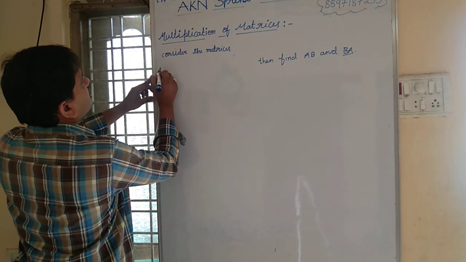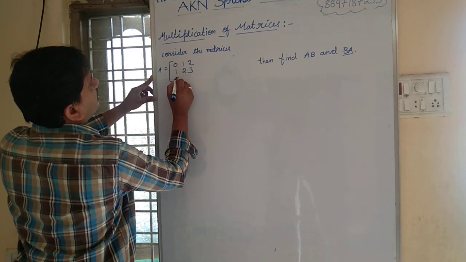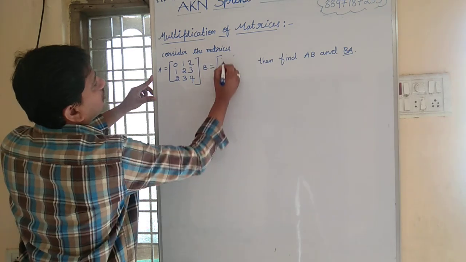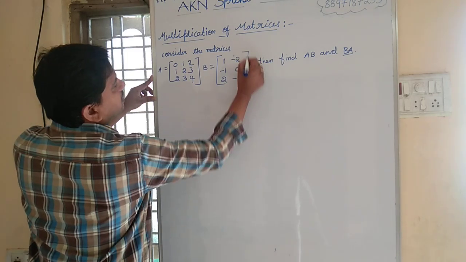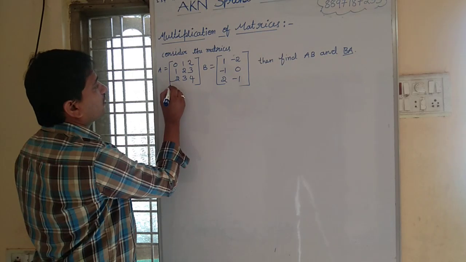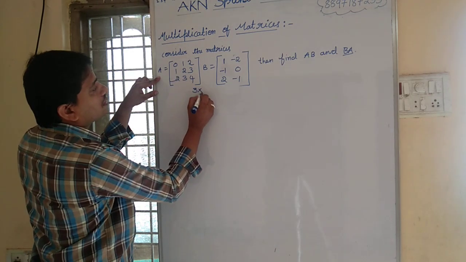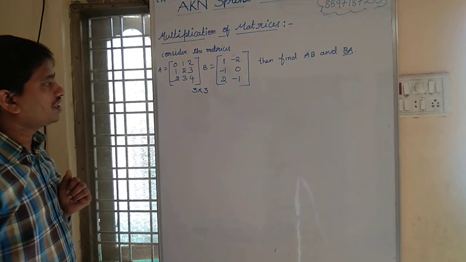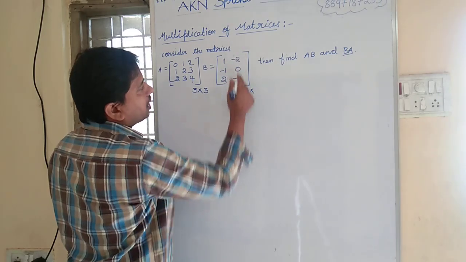For example, consider matrix A equal to 0, 1, 2, 1, 2, 3, 2, 3, 4 and B equal to 1, minus 2, minus 1, 0, 2, minus 1. Children, look here. First matrix, what is the order of the matrix A? We have 3 rows and 3 columns. That is 3 by 3. What is the order of the matrix B? We have 3 rows and only 2 columns.